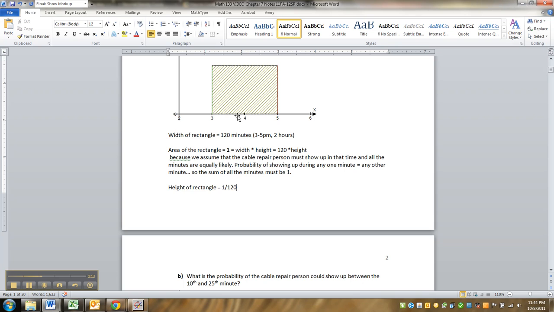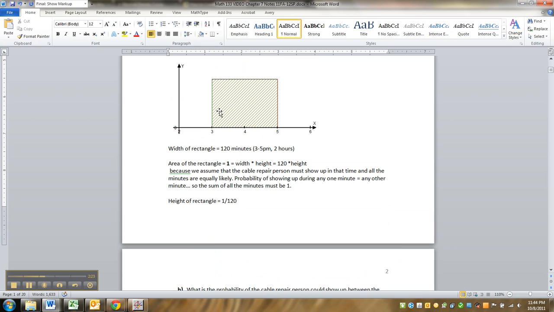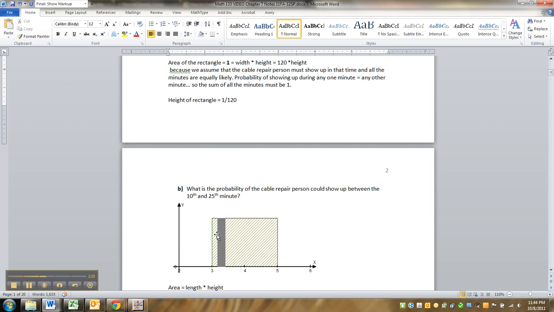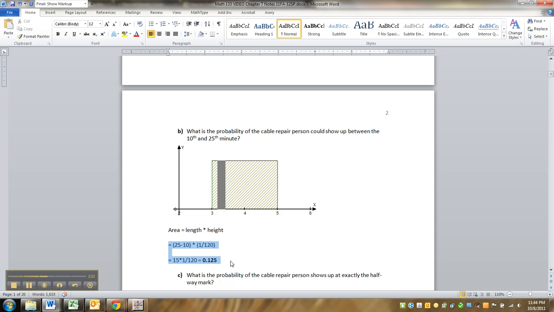So if they had given you 1 hour, it would have been 1 divided by 60. 2 hours, it's 1 divided by 120. 3 hours, it's 1 divided by 180, and so on. Okay, so that's the height of this rectangle, 1 over 120. Now, where does that help us? Well, that helps us with the next question. So, oops, I don't want to give away the answer here.